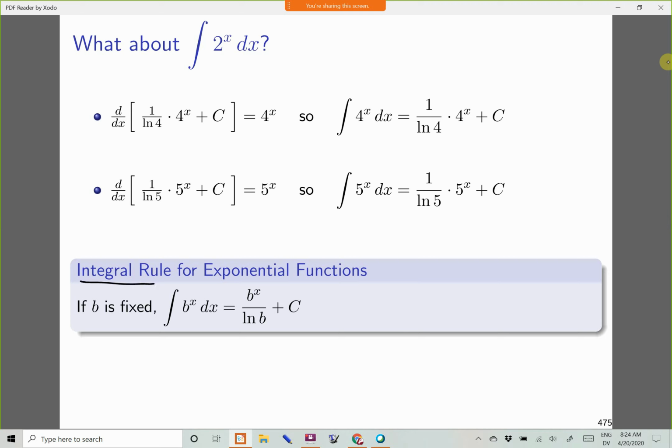So here's our integral rule for exponential functions. If you have a fixed number b, so you have the integral sign, and then the fixed number is the base, like 4 or 5, and the exponent is the variable x, dx, then following the format of what we see here, you can write it as 1 over ln of b times b to the x plus c. Or you could scoot this b to the x up into the numerator, and that's the way it's written over here: b to the x over ln of b plus c.